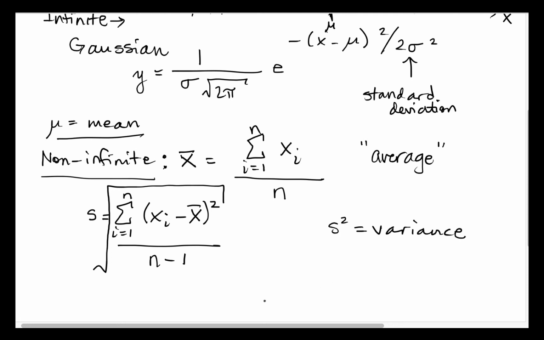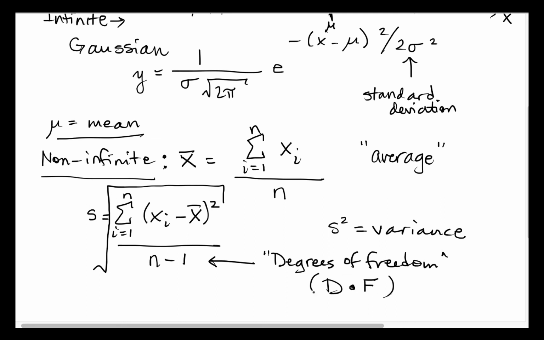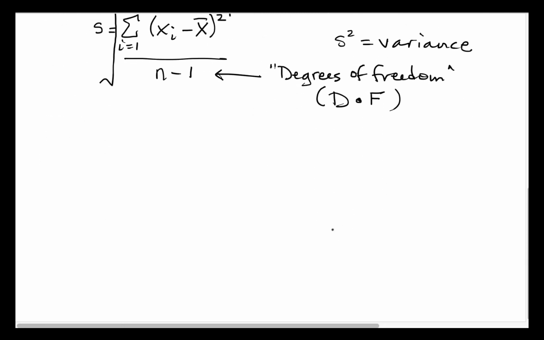S squared is just the variance. And n minus 1 is also called the degrees of freedom, and we're going to be using this term quite a bit. So sometimes we will also write DOF just for short. Okay, so we can calculate the standard deviation, we can calculate the mean, and both of these are pretty straightforward. So we're going to go ahead and practice those.